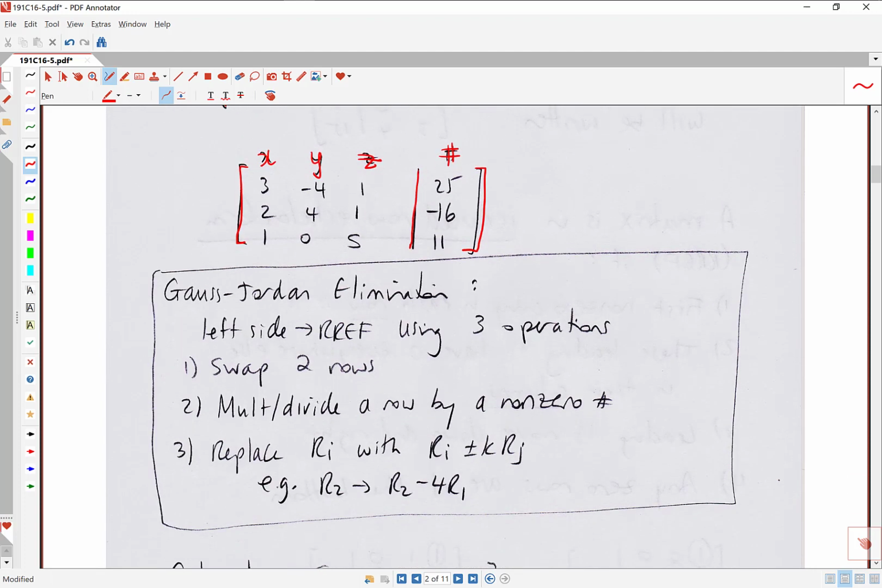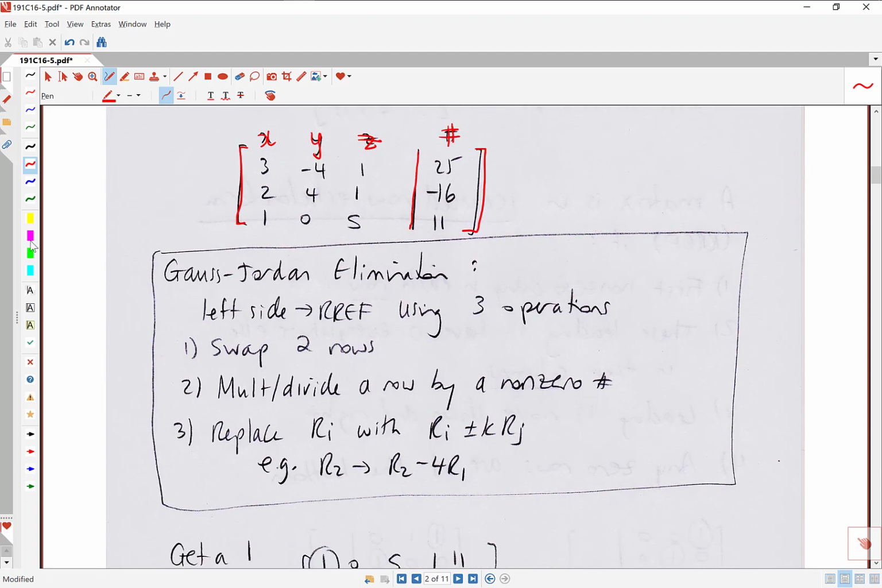And what Gauss-Jordan elimination means is we want to turn the left side of this matrix into our REF. So that's why we had that whole discussion about our REF, just so we know what we're trying to achieve on the left side of this matrix. Essentially we want to get some leading ones, do as much elimination as possible, and clean up this matrix as much as possible.